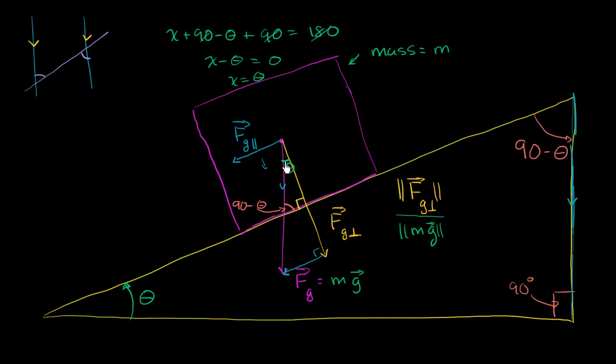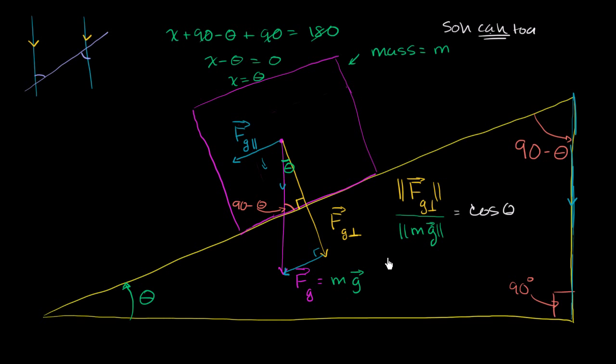If we're looking at this angle right here, we have the adjacent over the hypotenuse. Remember, SOH CAH TOA. Cosine is adjacent over hypotenuse. So this is equal to cosine of the angle. So cosine of theta is equal to the adjacent over the hypotenuse.